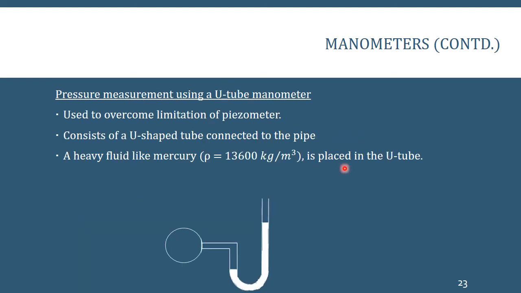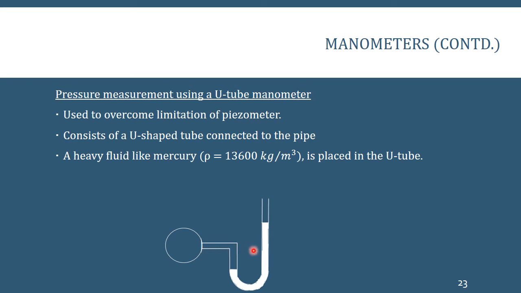So in order to overcome this disadvantage of a piezometer, we opt for a U-tube manometer. Now this U-tube manometer is used to overcome the limitation of a piezometer. It consists of a U-shaped tube connected to the pipe.